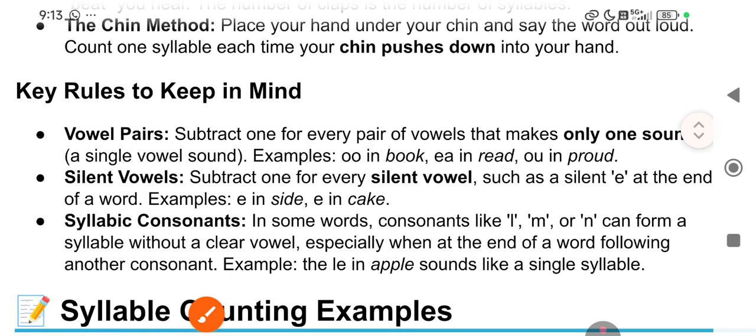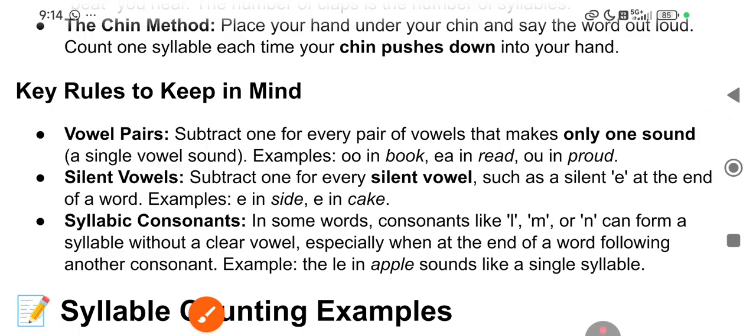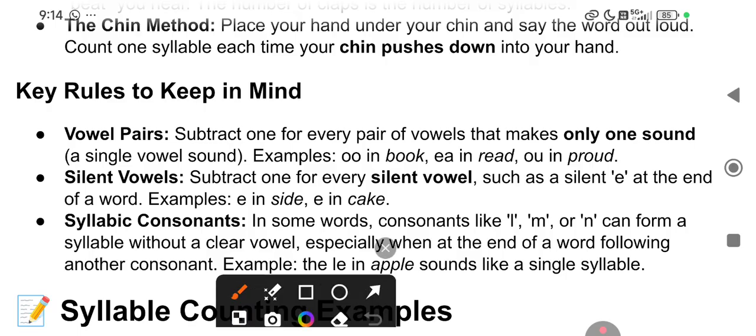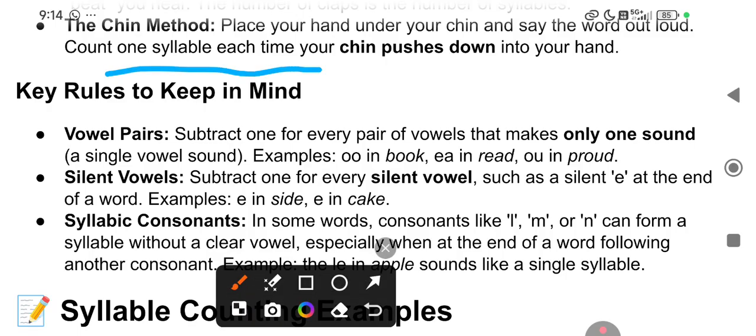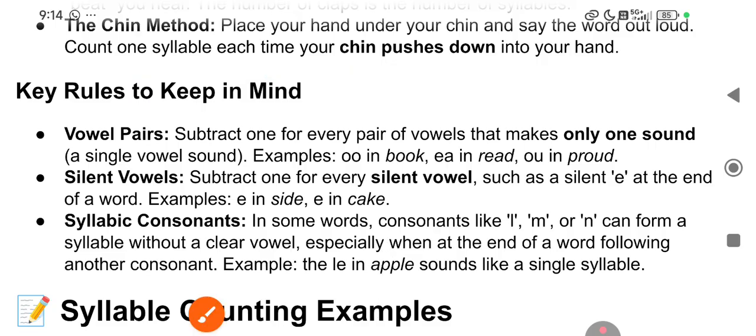Now, chin method. Place your hand under your chin and say the word out loud. Count one syllable each time your chin pushes down into your hand. So chin pushes into hand means chin touches your hand. So that is another method.